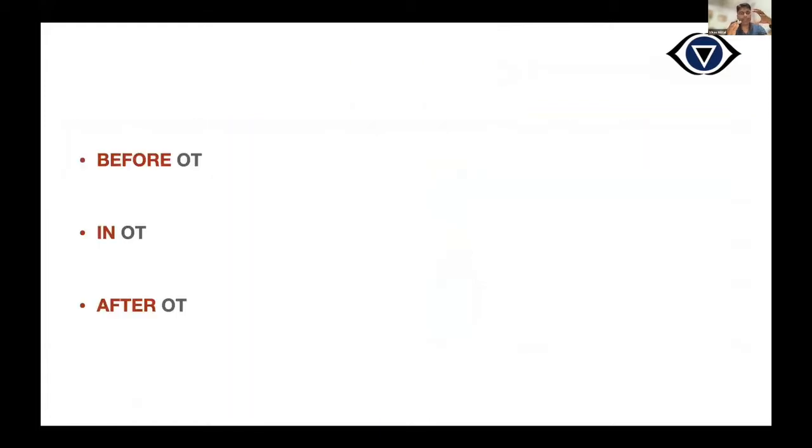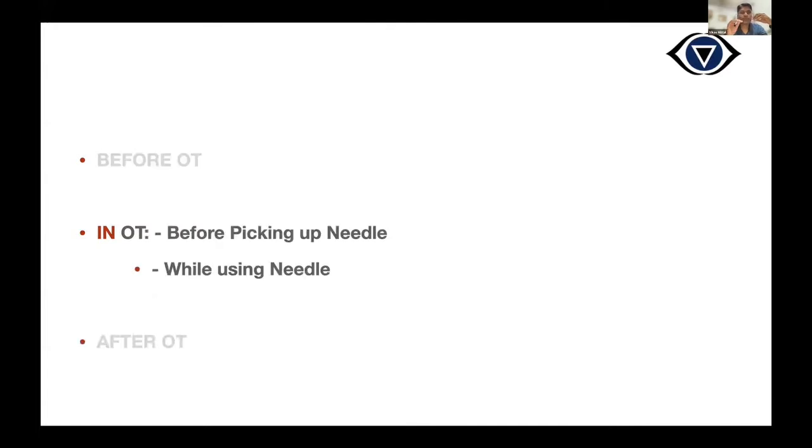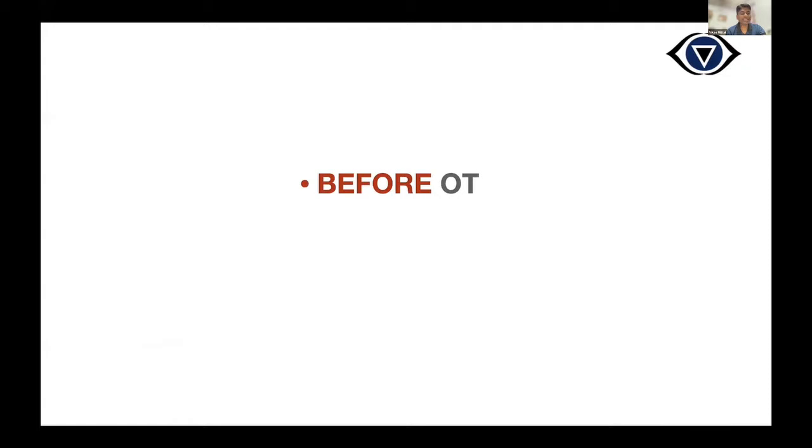So I have divided my talk into 3 parts. Suppose a patient with a corneal tear comes to you. What do you do before you take the patient into the OR? What do you do in the OR? And what do you do once the patient has gone out of the OT? In the OT, I have subdivided into 2 parts: before picking up your needle, what do you do, and how do you perform your suturing in these cases. Let's go one by one.